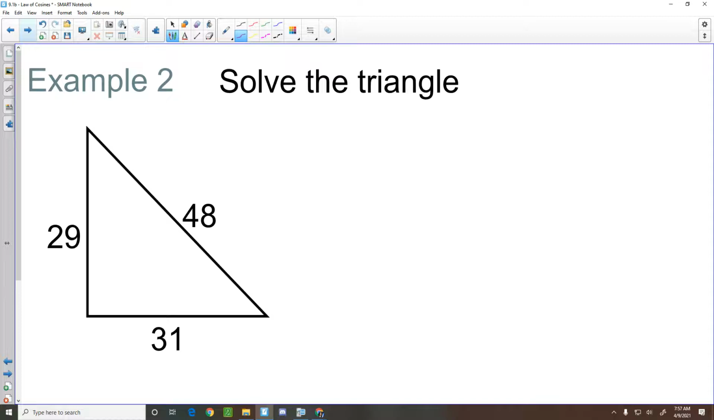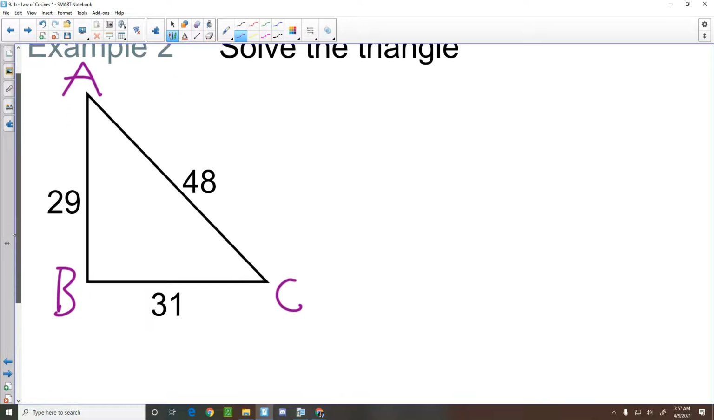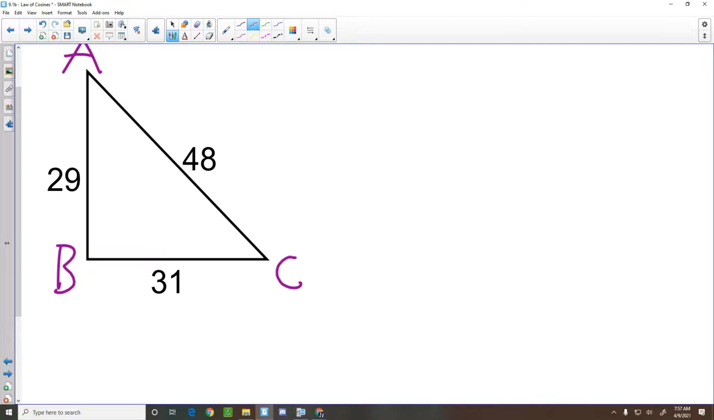Let's start by labeling the sides with A, B, and C. It doesn't really matter which one's which. I'm going to just make A up at the top, B down in the lower left, and then C in the lower right. And now we're also going to want to label each of the sides appropriately as well, because we need to know sides A, B, and C and angles A, B, and C in order to use the law of cosines correctly. So across from A, this would be side A is 31. The 48 is side B, and the 29 is side C.